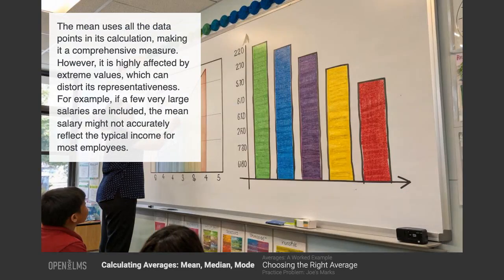The mean uses all the data points in its calculation, making it a comprehensive measure. However, it is highly affected by extreme values, which can distort its representativeness. For example, if a few very large salaries are included, the mean salary might not accurately reflect the typical income for most employees.